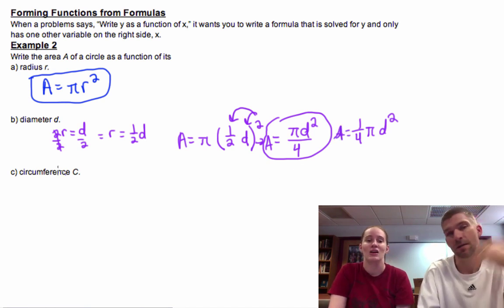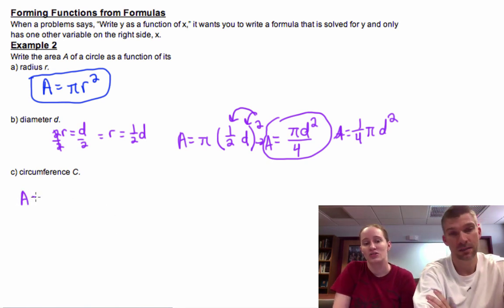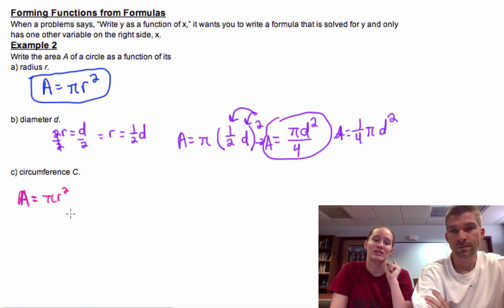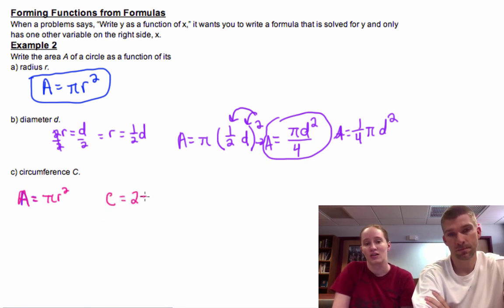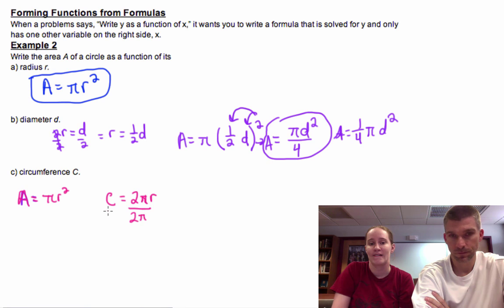Now this one's tricky: the circumference, C. We're trying to write A equals pi r squared, but we don't want r. We want C for circumference. What is the formula for circumference? 2 pi r. So that means we want to be able to put C in here. So we're going to have to solve that for r. So r equals C over 2 pi.